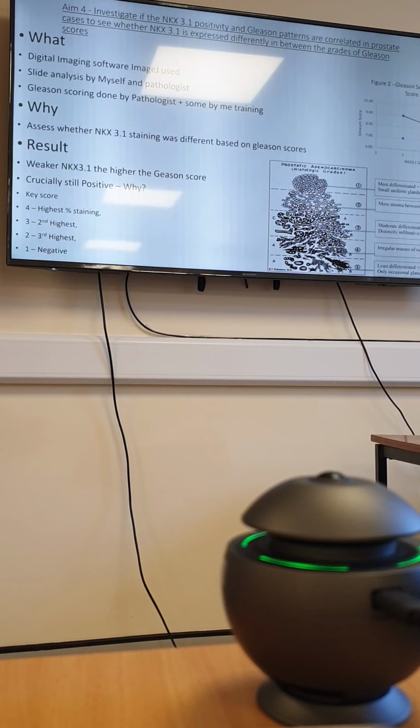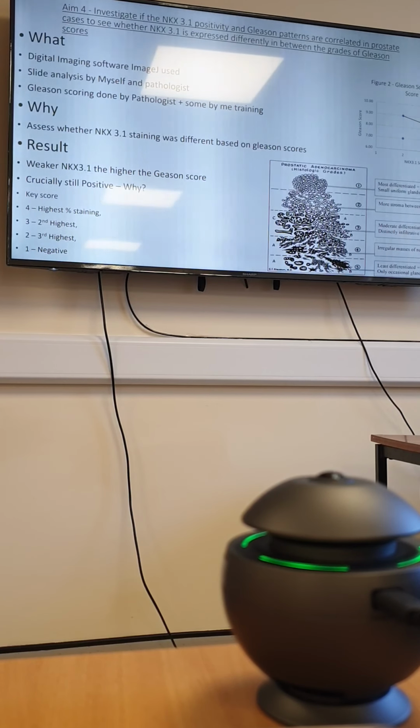The results here weren't quite as strong as previously, but as you can see from this diagram, the regression line shows the NKX scoring from 1, 2, 3, 4. The reason there's nothing at 1 is because no prostate cases came up negative for NKX, so that's why there's nothing there. And the Gleason scoring, as I was saying earlier on, most of us know what Gleason scores are, but it's basically to show the higher the Gleason score, the worse the cancer is going to be for the patient.